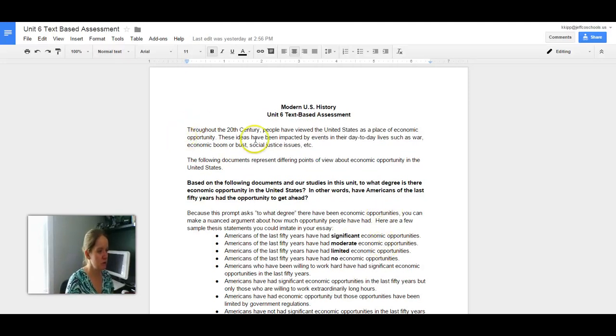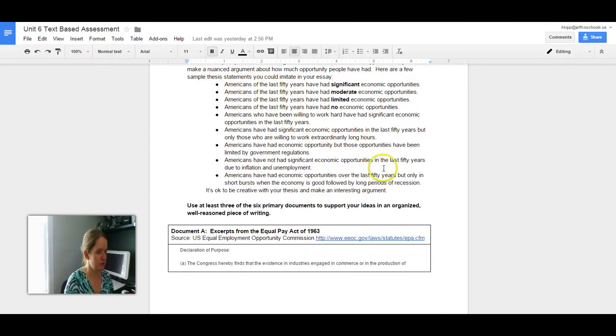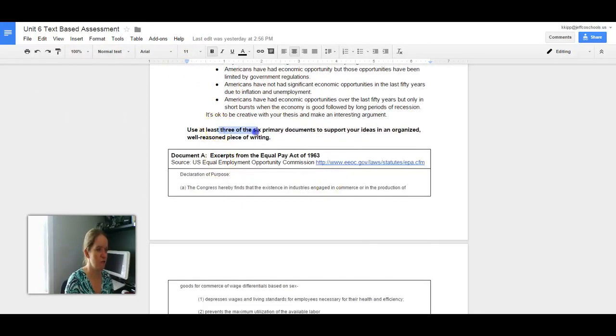Okay, so here's your prompt again. Throughout the 20th century, people have viewed the United States as a place of economic opportunity. These ideas have been impacted by events in their day-to-day lives, such as war, economic boom or bust, social justice issues, etc. The following documents represent differing points of view about economic opportunity in the United States. Based on the documents and our studies in this unit, to what degree is there economic opportunity in the United States? Okay, then we've got those sample thesis statements here. You have to use 3 of the 6 primary documents.